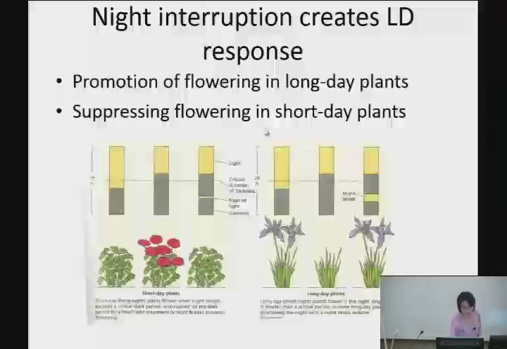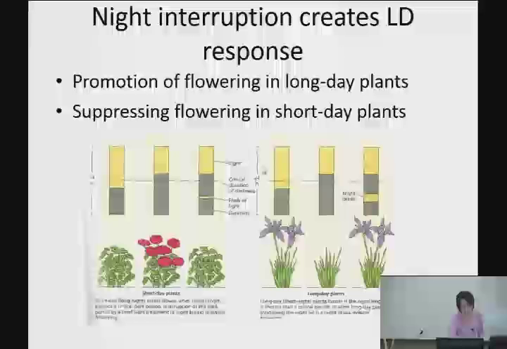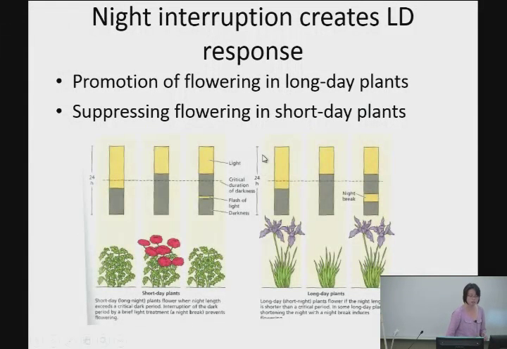The night interruption is actually making the dark period shorter. Remember, short day plants, particularly, count the night lengths, so they are responding to night lengths.